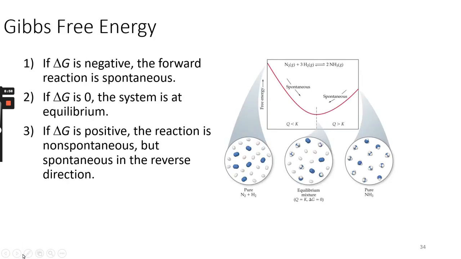So it gives free energy. If delta G is negative, the forward reaction is spontaneous. If delta G is 0, you are at equilibrium. Right here, equilibrium. If delta G is positive, the reaction is non-spontaneous, but it would be spontaneous in the reverse direction. That doesn't mean this reaction won't occur. Non-spontaneous does not mean it won't occur. It means you have to apply work to it to get it to occur.